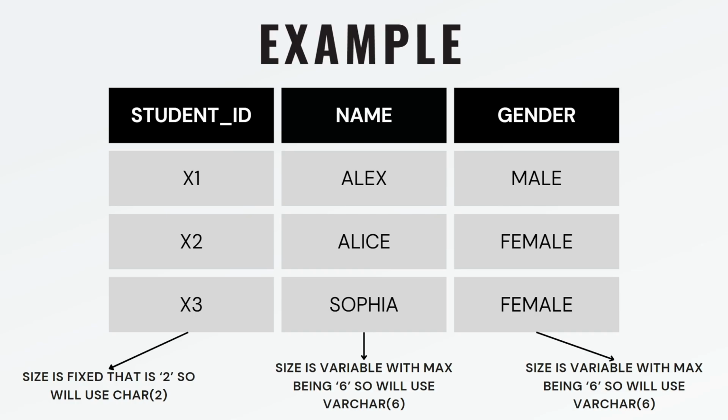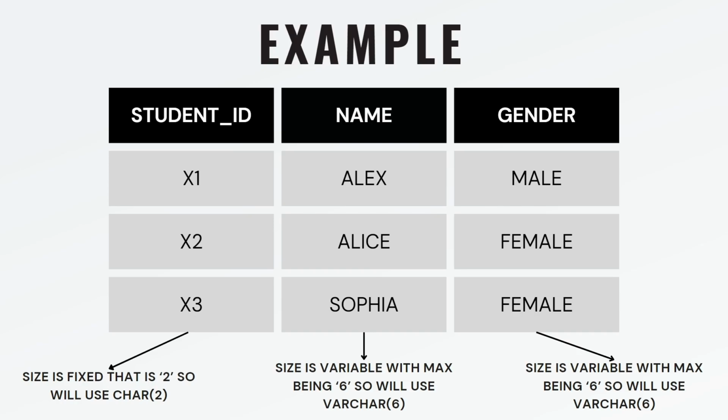Now, coming to the name column, you can see that the string length changes. For Alex it's 4, for Alice it's 5, and for Sophia it's 6. So since the length is changing, it's varying, we will use VARCHAR. And the maximum length here is 6, so we will use VARCHAR(6).